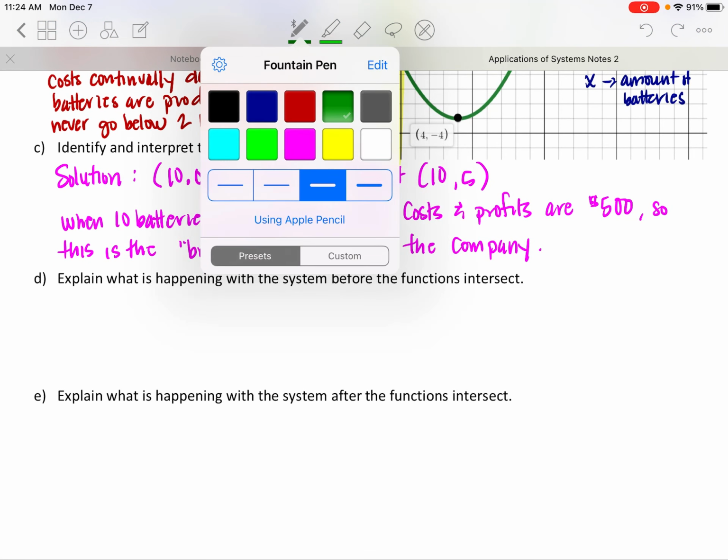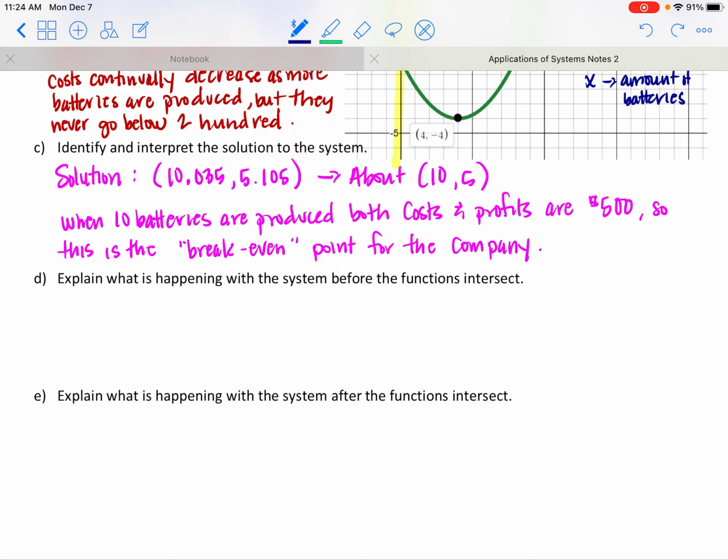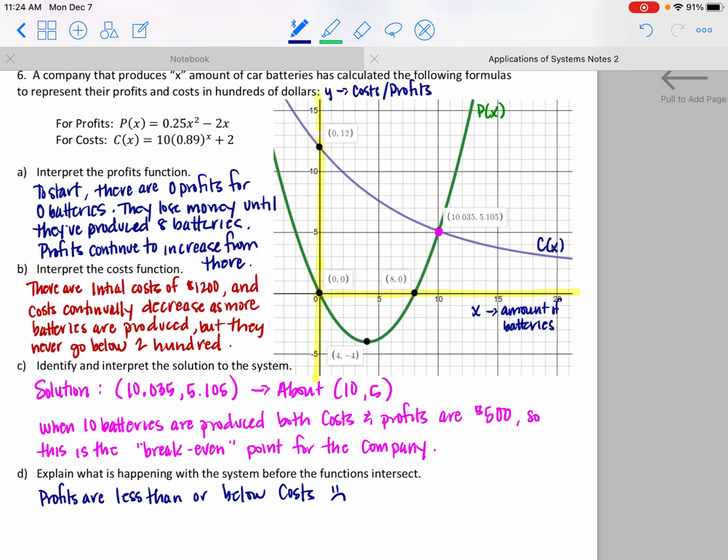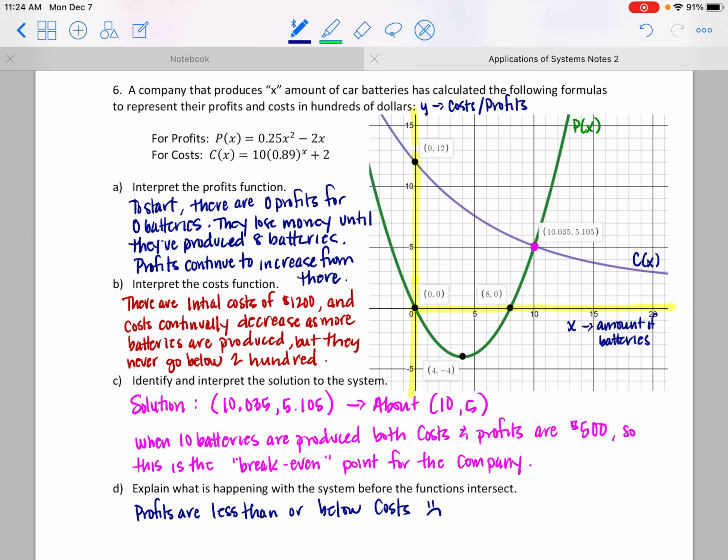The profits are less than, or below, costs. Frowny face. Not what we want to happen. And now what's happening at the intersection, we know is they're exactly the same, but if we look at after, which is the next question, what's happening to the system after the functions intersect? Well, now the profits are above the cost, and that's what they want to be happening there.